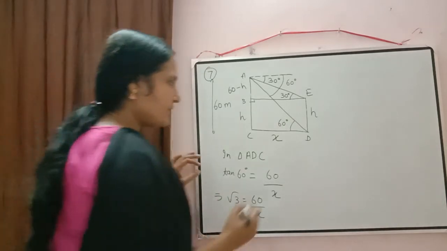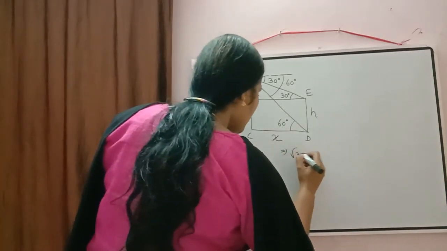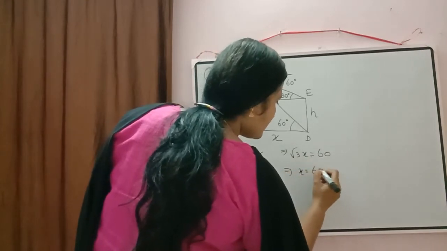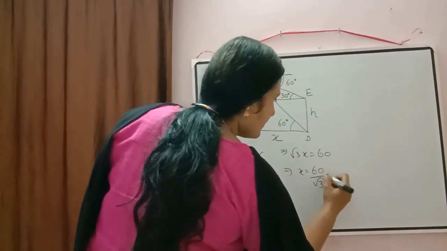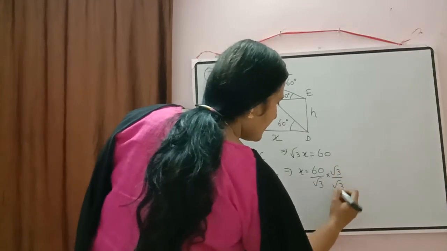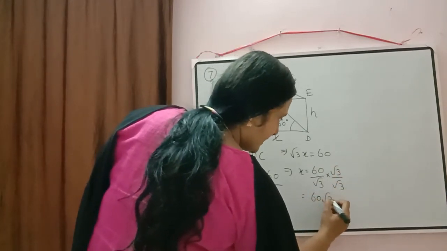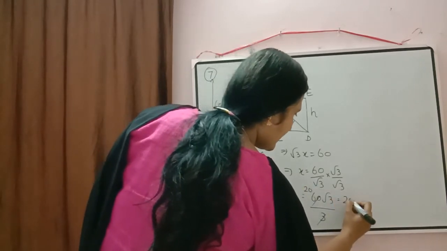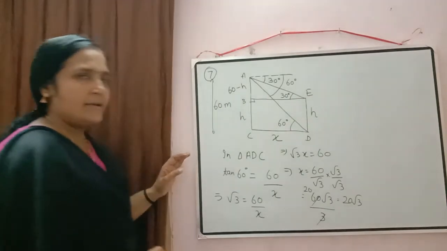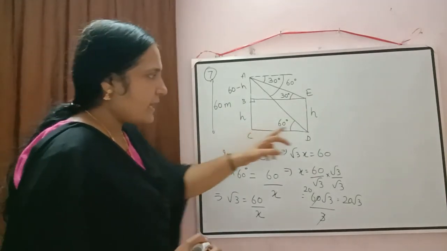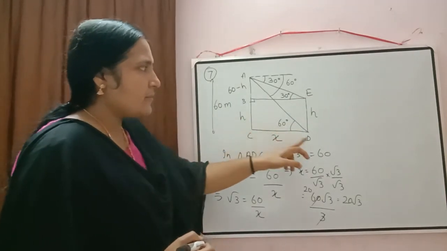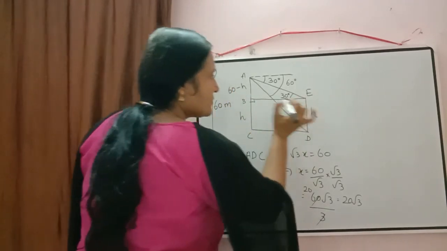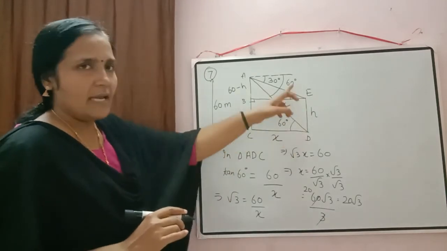So root 3 is equal to 60 by X. So X we can shift here. Then we will get root 3 x is equal to 60, or x is equal to 60 by root 3. We can rationalize the denominator here only. Then we will get 60 root 3 by 3. 60 and 3 will get cancelled. We will get x is equal to 20 root 3. So if CD is equal to x, then automatically BE also will be equal to x only. We want the height of the tower there.